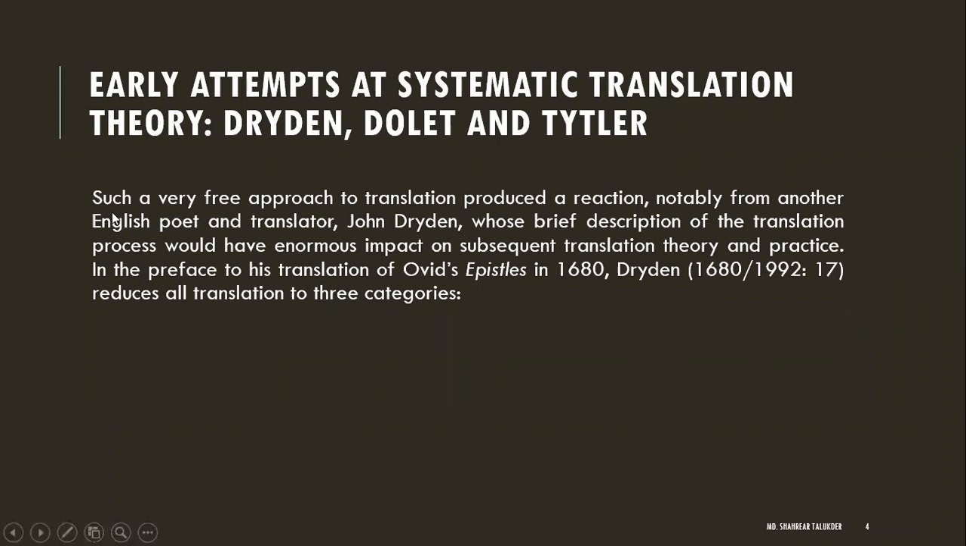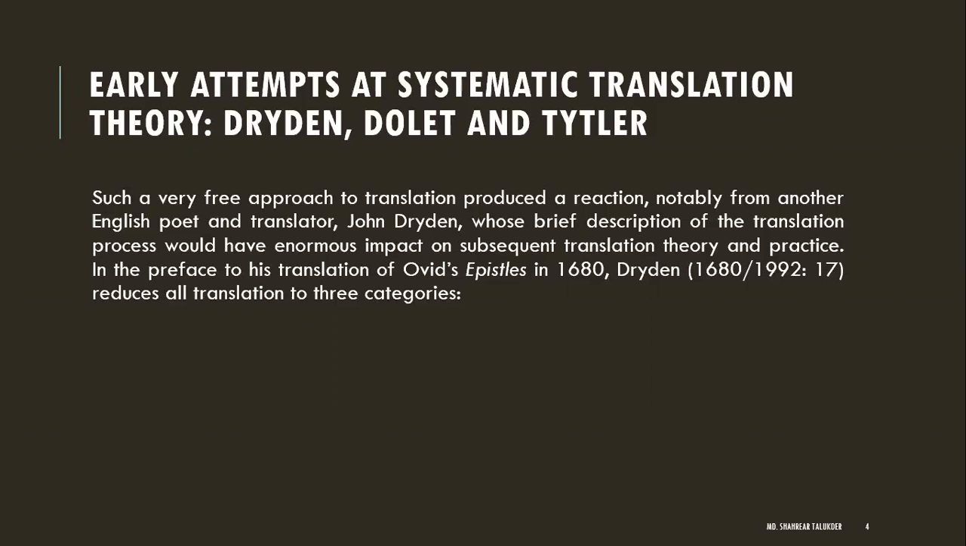So what is he saying? He's saying that such a very free approach to translation produced a reaction, notably from another English poet and translator, John Dryden. You see, Cowley himself was also a poet, and John Dryden was also a very famous English poet. So now of these two English poets, one is for free translation and another asks for a kind of allegiance or fidelity to the original text. His idea of translation has left some impact on the subsequent translation theory and practice.